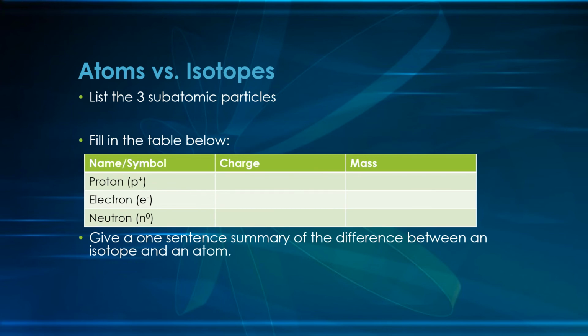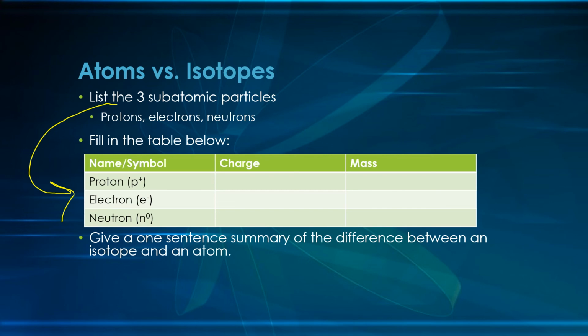All right, so far we have described atoms. They have protons, electrons, neutrons. We know where they're found. We also can compare them to isotopes. So isotopes are atoms with the same number of protons, but differing number of neutrons. So this says to list the 3 subatomic particles. It's actually already done for us here in this table. And then fill in the table below.